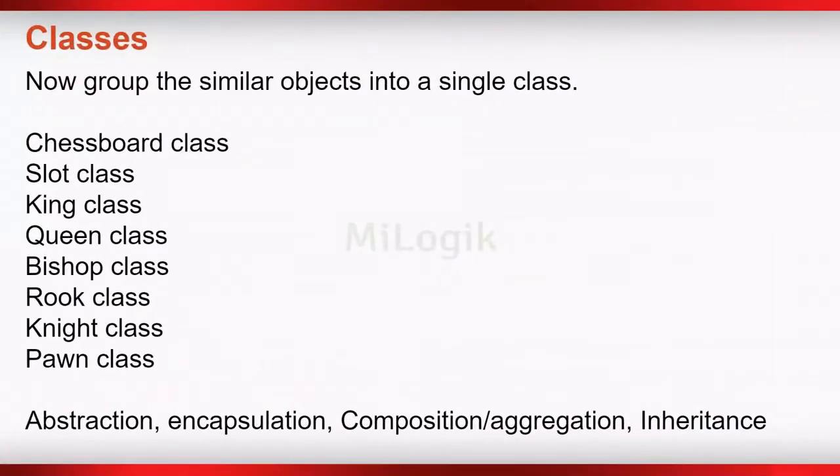Now let's get into the next step of OOAD. That means we need to group all the related objects into a class. If you go back and see, we had only one object of the chessboard, and we do not have any other similar object. So we can make the chessboard itself a class.